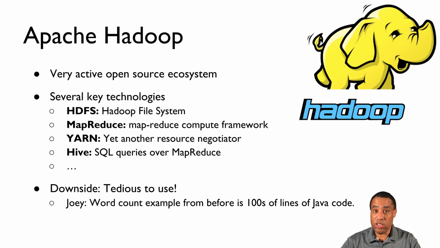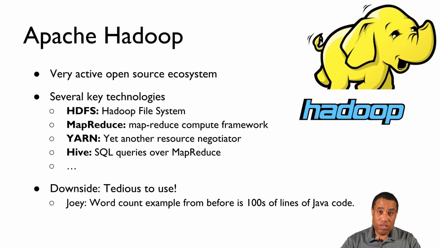As I just mentioned, the distributed file system is called the Hadoop Distributed File System. There's also the MapReduce compute framework and Yarn. Yarn stands for Yet Another Resource Manager, and it's basically how you manage the machines in a cluster that you want to run MapReduce jobs on. Hive is for SQL queries running on top of MapReduce. And there are a bunch of other key technologies that are part of the Hadoop ecosystem.